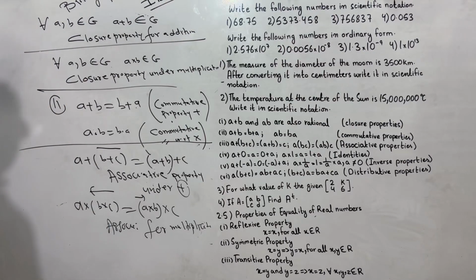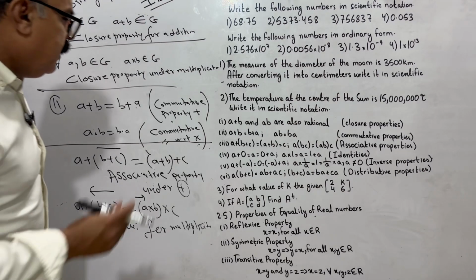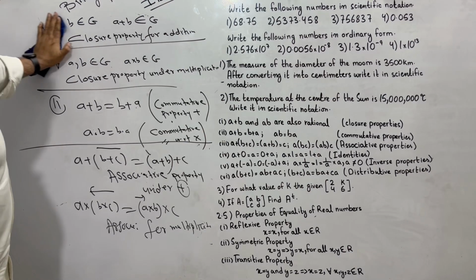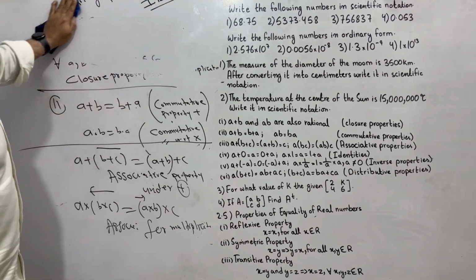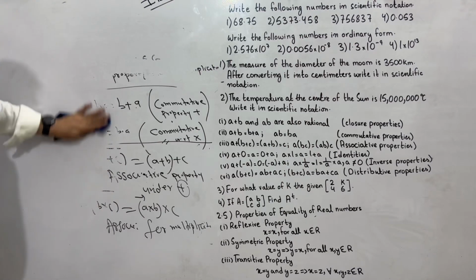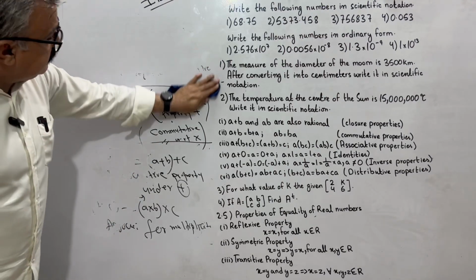Then the upcoming property for real numbers is the identity element, identity element according to addition as well as multiplication.